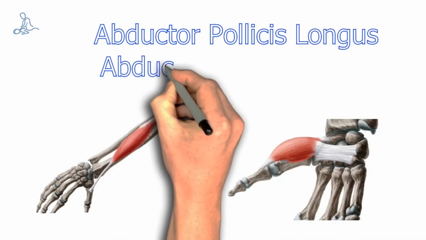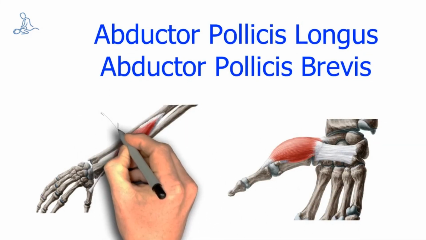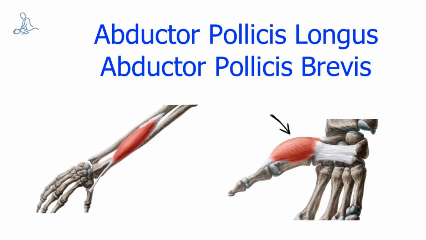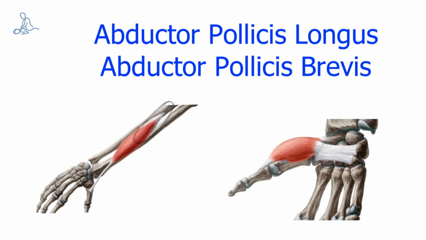Abductor Pollicis longus. Abductor Pollicis brevis. The origin of the Abductor Pollicis longus is posterior ulna and radius. The insertion of the Abductor Pollicis longus is the base of the first metacarpal.